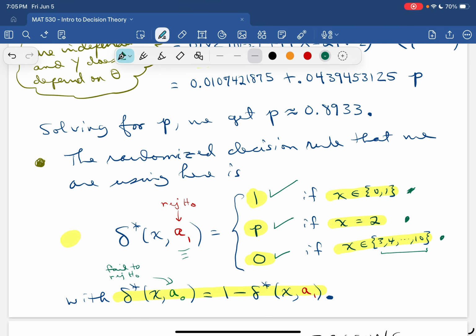So remember, this is the case where we have to, quote unquote, flip the coin, so to speak. But it's not a fair coin. It's a coin which will tell us to reject H naught roughly 89% of the time, and fail to reject H naught the rest of the time.